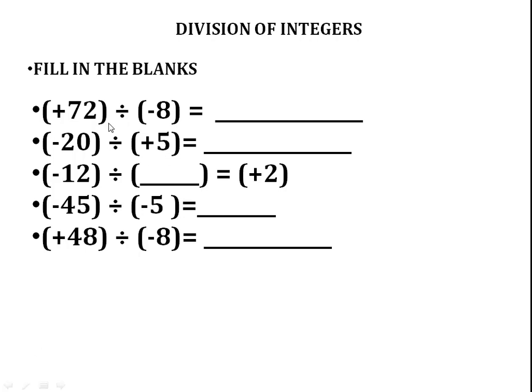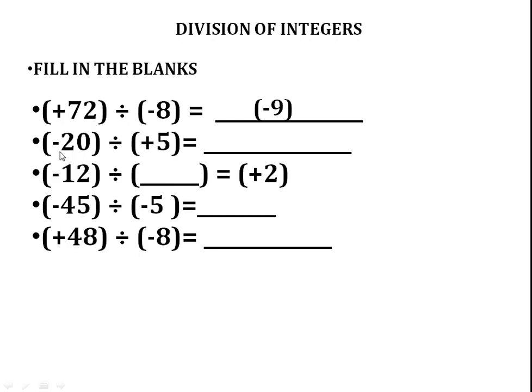I'll give you some time to think. Positive 72 divided by negative 8. Positive divided by negative, you will get a negative answer. What is 72 divided by 8? Let's see what's the answer. It is negative 9.